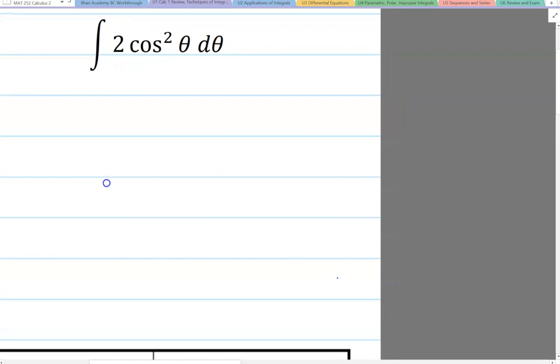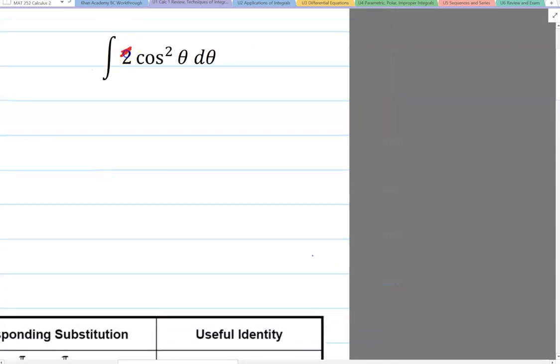Let's take a look at another one. In this case, if the 2 were gone, we'd have the integral of cosine squared. If I'm not mistaken, that's number 30 in our table of integrals. So again, you can go back and check it if you'd like. But let's see what we can do here on this one.